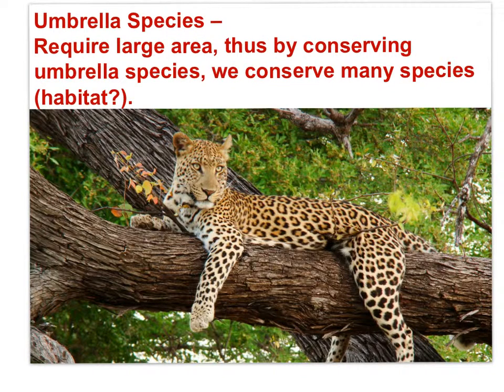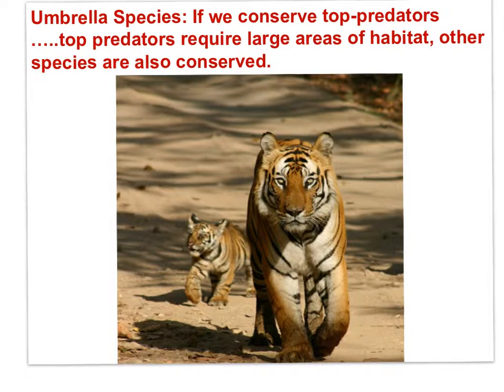A species-based approach might include umbrella species, such as the leopard. Umbrella species require large territories. Thus, by conserving umbrella species, we conserve many species. In fact, we conserve the habitat. Umbrella species like the tiger require large territories as a top predator. If large areas are protected for the purposes of protecting the tiger, other species are also conserved.